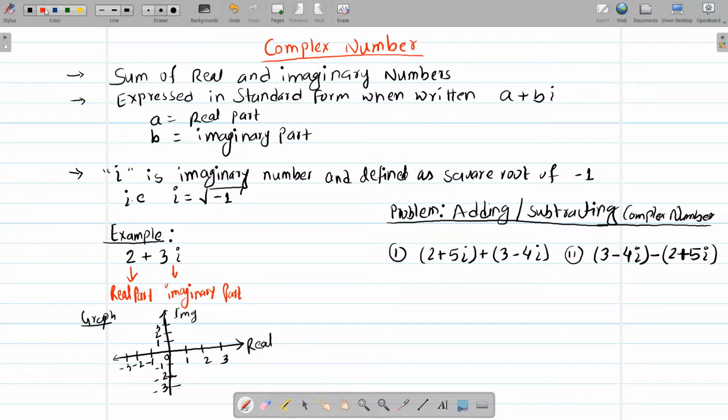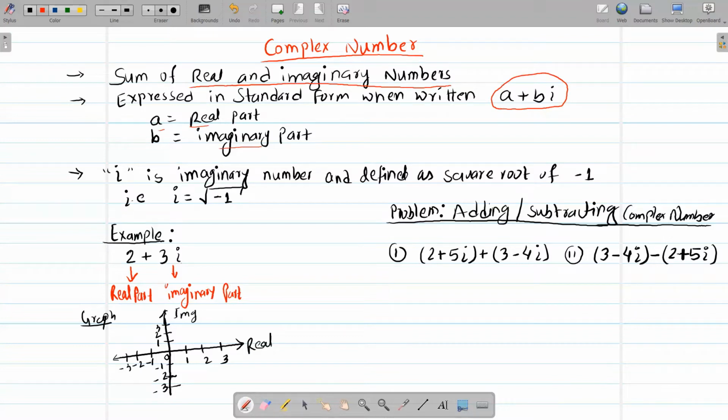So what is a complex number? Simply we can say a complex number is nothing but the sum of real and imaginary numbers. Now, what are real and imaginary numbers? Real numbers we already know, like 0 to infinity. That's all the real numbers. Also, a complex number is expressed in a standard form when written: a plus bi, where a is the real part and b is the imaginary part.